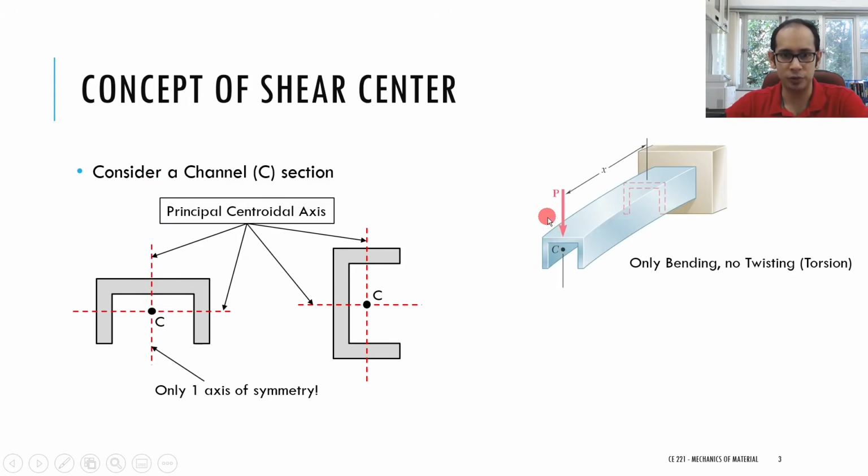So let's take a look. If you have something like this, the line of action of P, it's a cantilever beam. If you put a load through here, you see this has bent, so it has only bending, but there is no twisting or no torsion.